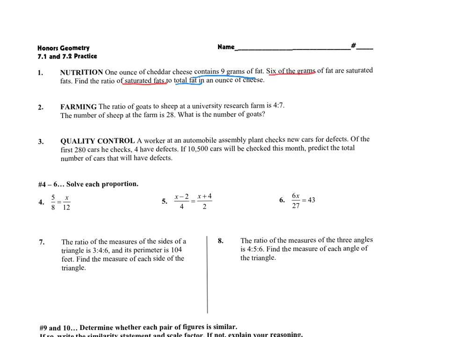And so if we go to do our ratio of saturated to total, then we are going to have 6 over 9. And if we reduce that, that's a ratio of 2 to 3, or it can be written as 2 to 3.